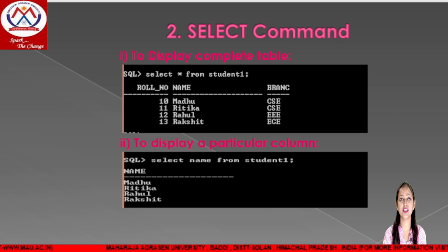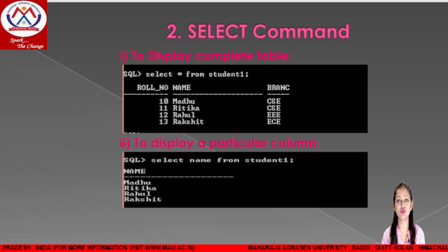The first one is if you want to display the complete table, right? With the help of the insert command, we have inserted 4 different rows. Now we want to display those rows. So what would be the command? The command would be select star from and then table name, right? So here it is: select star from student 1.